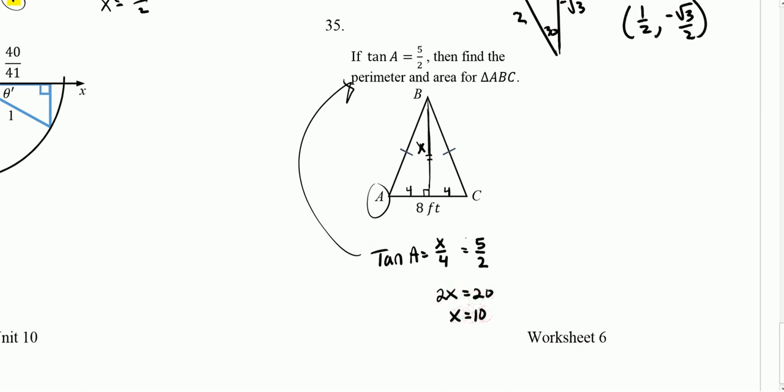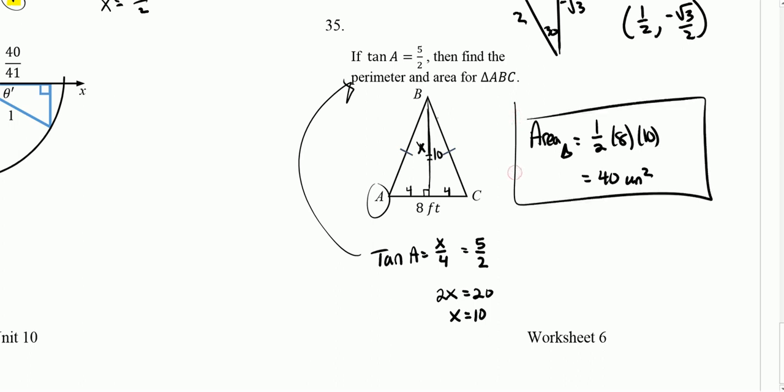And now I have the height of this triangle. That's nice because that gives me the area of a triangle, remember, is 1/2 base times height, which comes out to 40 square units. Now for the perimeter, we're going to have to know what the hypotenuse is.